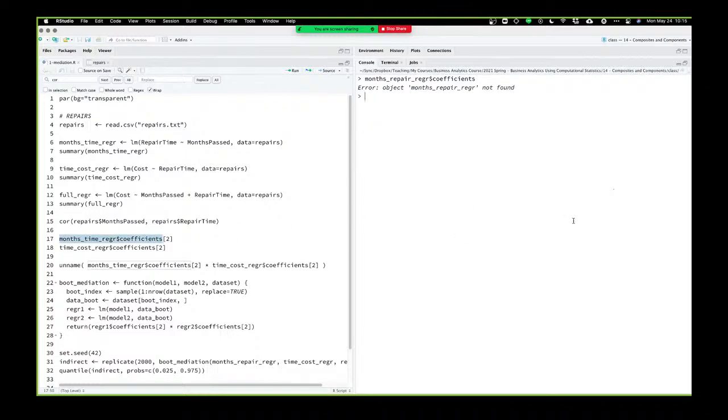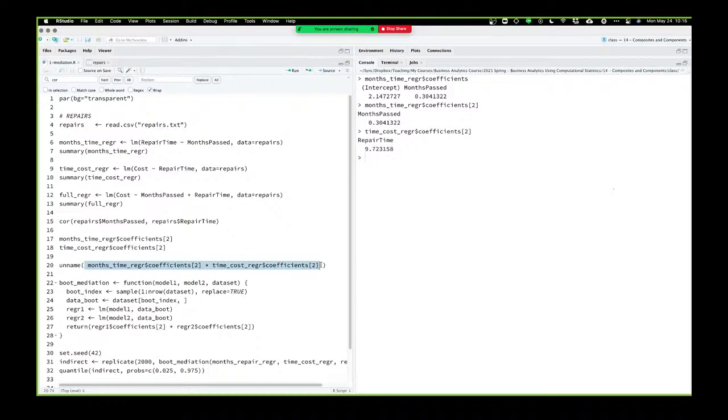So, hold on. Dollar coefficients. Okay, so I've got intercept and I've got months passed. All right. And if I want this, I get two coefficients, one for the intercept, one for the actual variable. If I look at the second coefficient, then it gives me just the months passed. Similarly, for the time cost regression, I can get the second coefficient, and that's with repair time. Okay. And then I can multiply the two together.